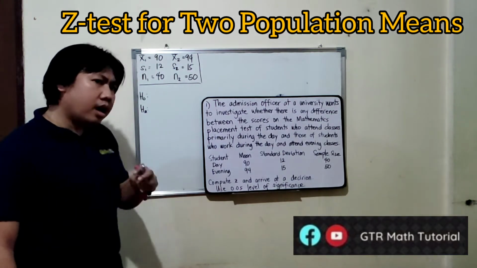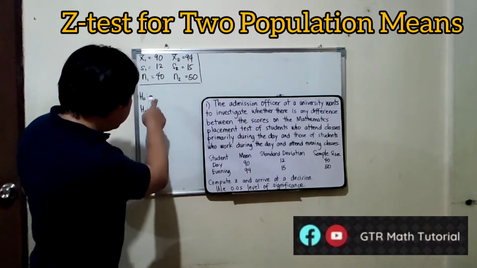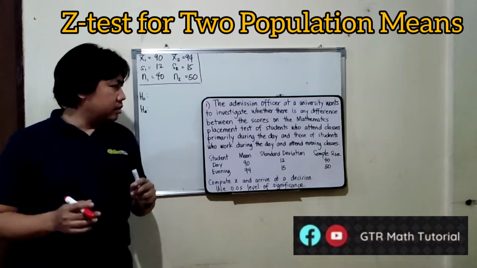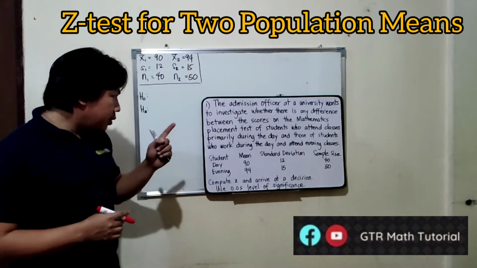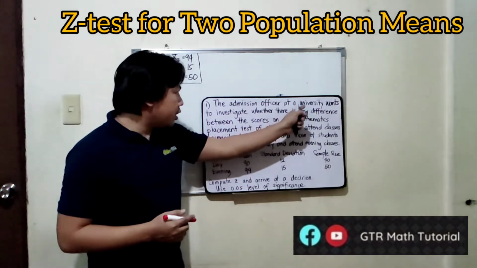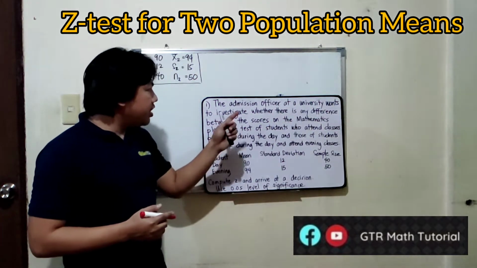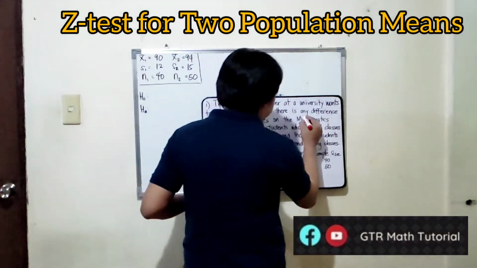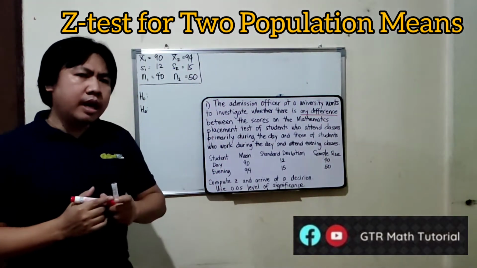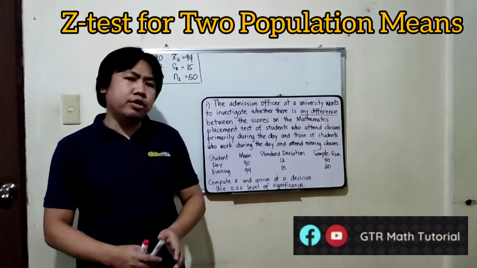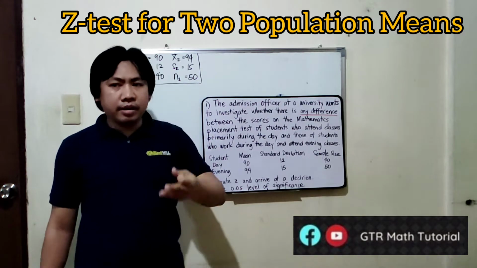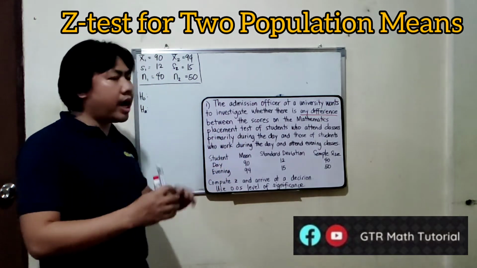How to determine the null and alternative hypothesis? So just look for the keyword. So what is the keyword? Any difference. So we want to find the admission officer at the university wants to investigate whether there is any difference. So paghahanap ng null and alternative hypothesis, hanapin nyo dapat yung merong difference or yung merong less than, greater than. So yun yung hahanapin natin.